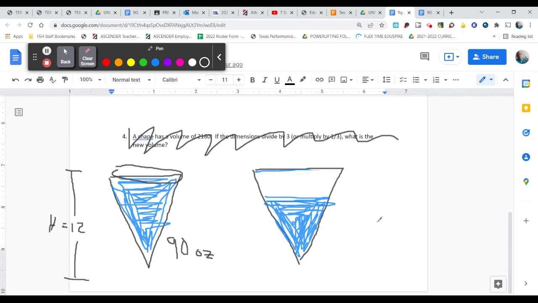Okay, so now let's say we drink up until the height is 8. So let's say we drink 4 inches worth of water out of the cup. We don't know the volume. We're trying to find the volume of water left.